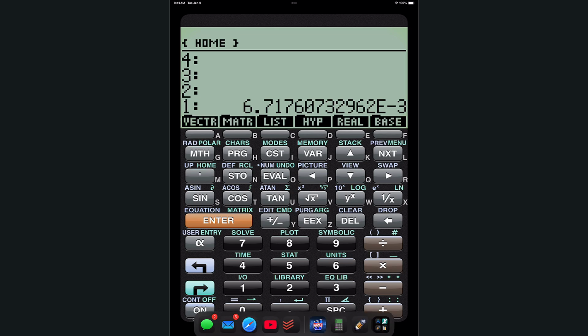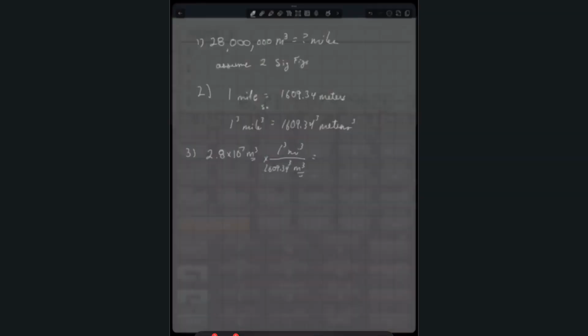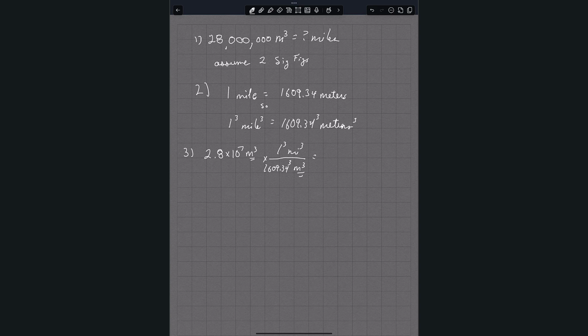So that's the answer, 6.717, but we're going to only get 2 sig figs out of this. So it's just going to be 6.7. Oops, sorry, I'm having trouble with my pen here. Forgive me while I figure out how to turn the eraser on for just a moment. Sorry about that. Yeah, there it goes.